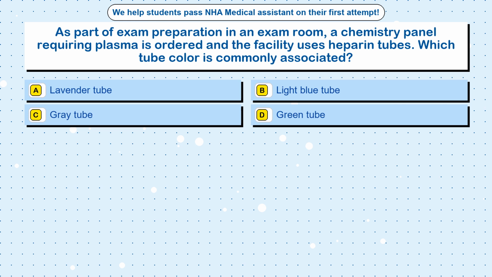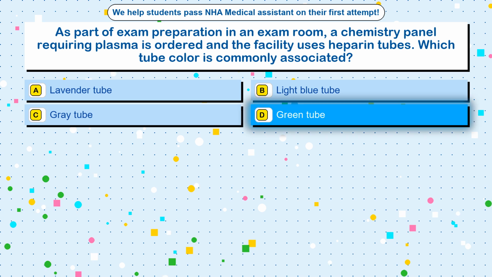Question 10. As part of exam preparation in an exam room, a chemistry panel requiring plasma is ordered and the facility uses heparin tubes. Which tube color is commonly associated? Option A. Lavender tube. Option B. Light blue tube. Option C. Gray tube. Option D. Green tube. The correct answer is option D.